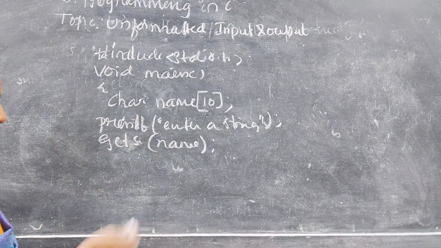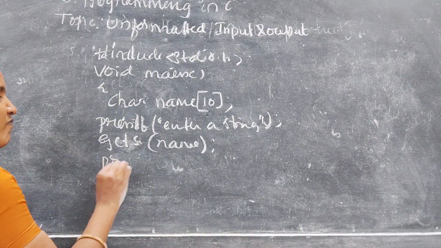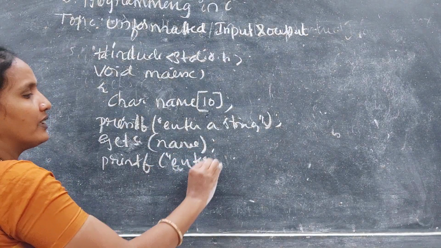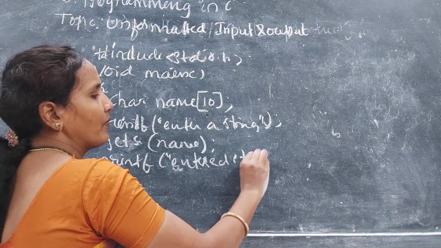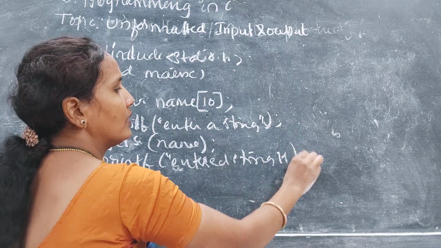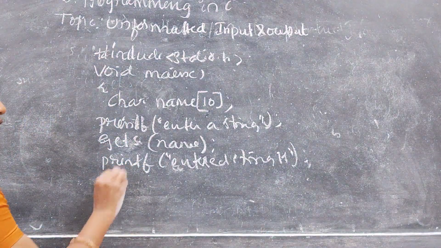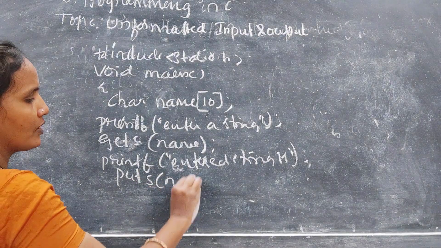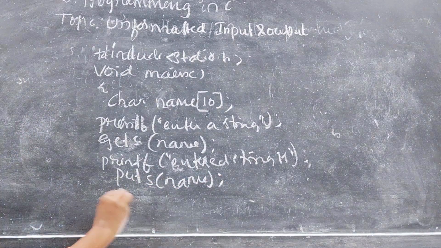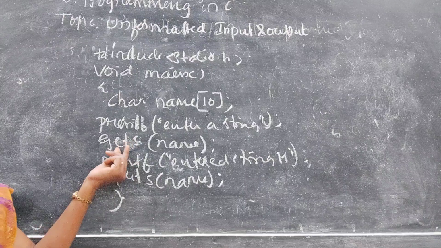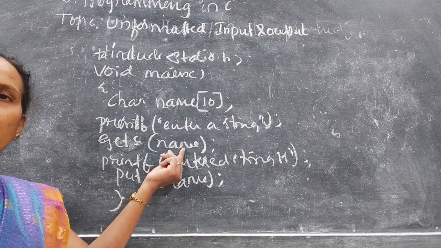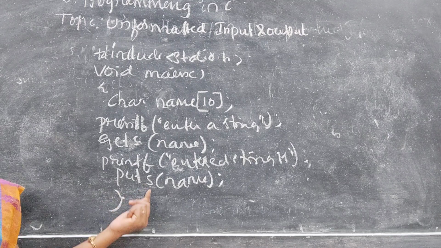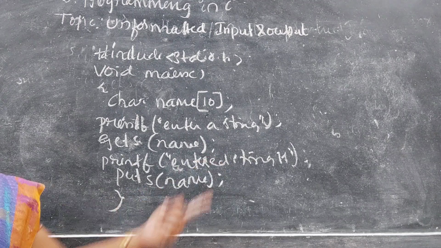Next I want to print "Entered string is", and I want to print the same on the screen. Then here put %s. What is the name of the string? name. That's it. Using the gets function we are storing a string. We are taking a string from a user. Using the puts function we are printing the same string on the output screen.